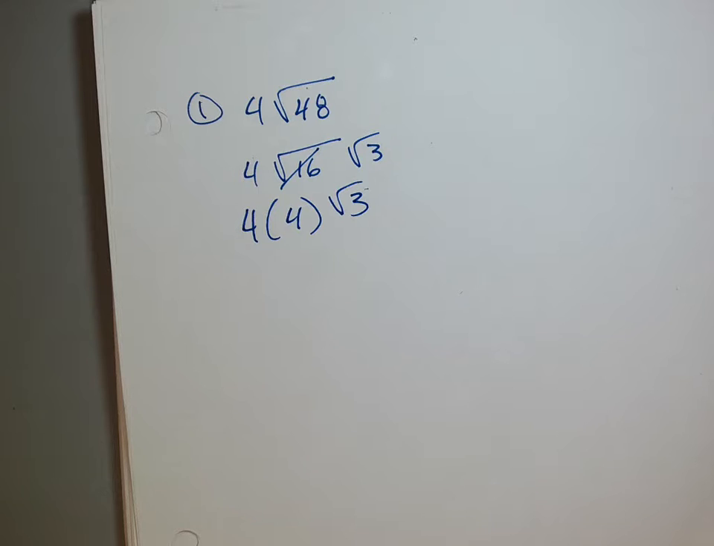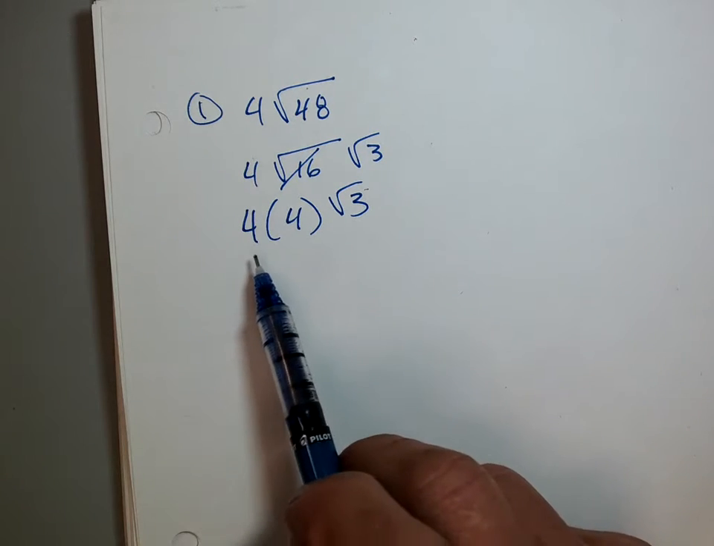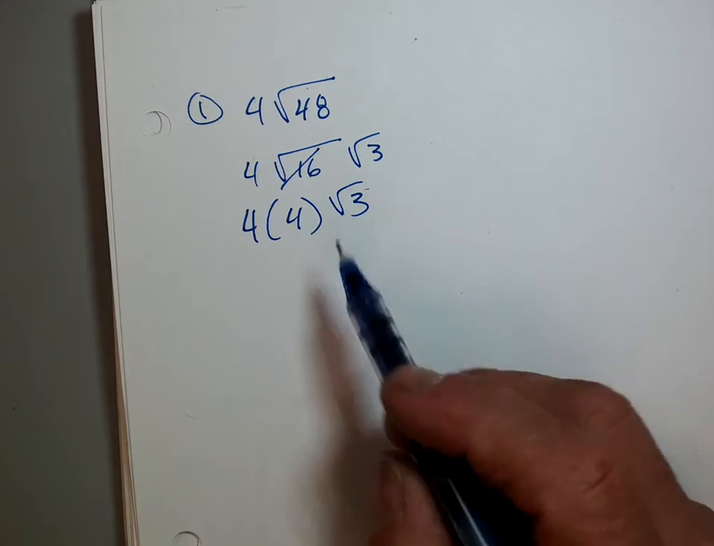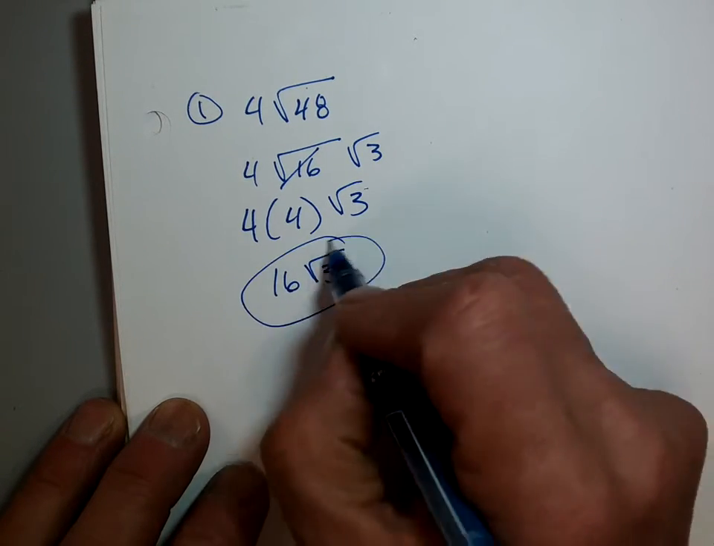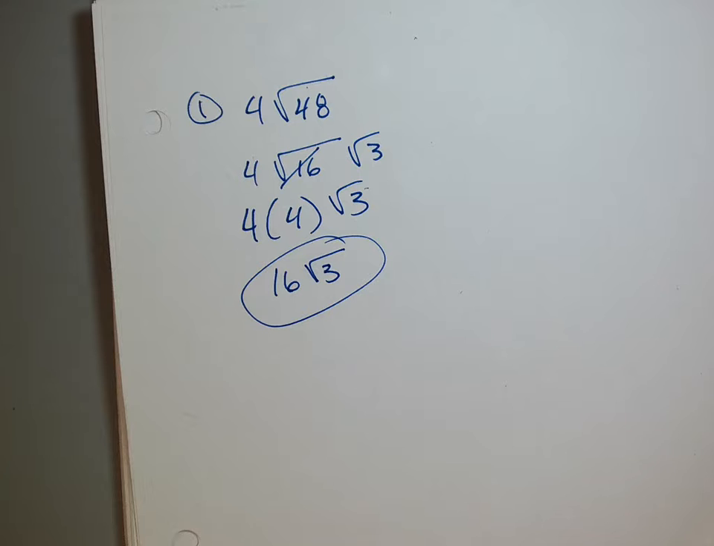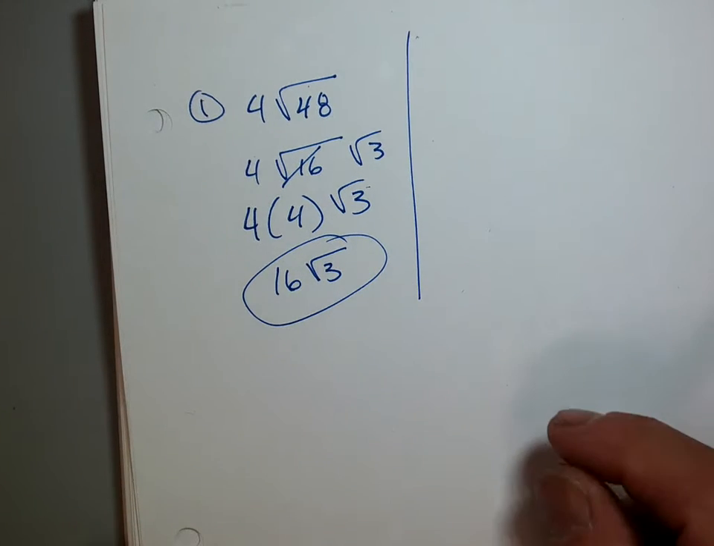So I've got the 4 that I started with from the outside, times the 4 from the square root of 16, so I end up getting an answer of 16 square root of 3. And I want to leave the square root of 3 as a square root of 3. It's an ugly number, it's an irrational number, just leave it alone. Thumbs up?